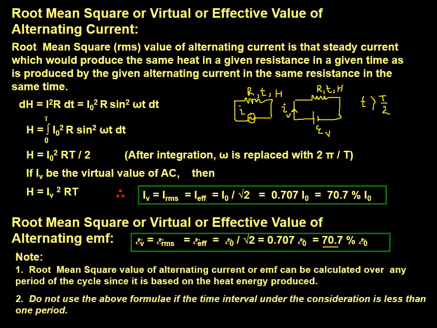So the root mean square value of alternating current can be calculated over any period of the cycle, since it is based on the heat energy produced. Do not use the above formula if the time interval under consideration is less than 1/2 of the period.